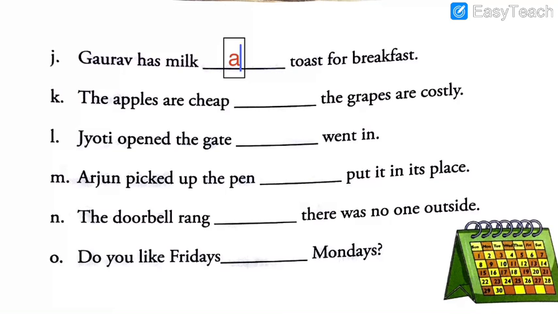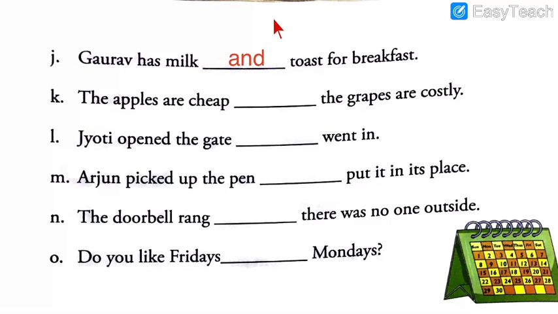The answer will be and. Why will and be the answer? Can anyone explain this? It is pretty easy to understand that Gaurav has milk and toast for breakfast. Now the ideas before the blank and after the blank are similar to each other. They match with each other. That is why we have used and to combine both the ideas.